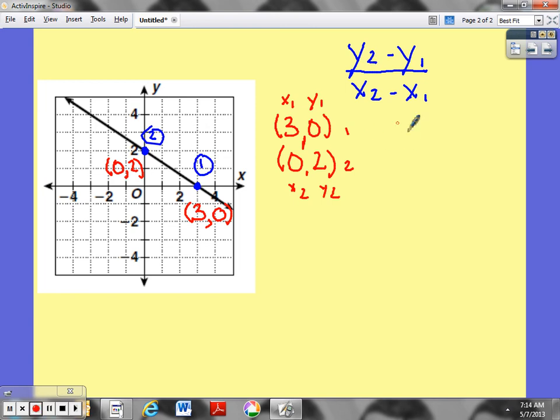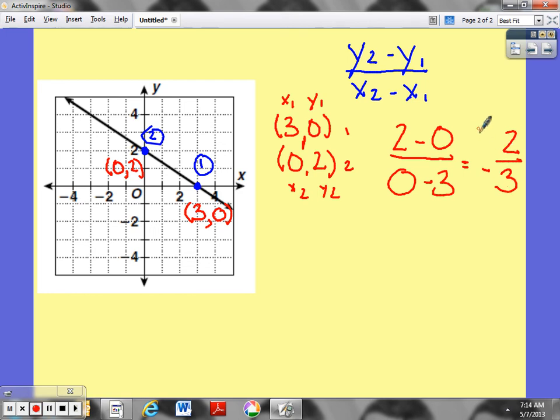So we have y sub 2, which is 2, minus y sub 1, which is 0. Okay, that's going to be an easy problem for me to compute. x sub 2 is 0, minus x sub 1, which is 3. Okay, I will now subtract. I have 2 minus 0 is 2. 0 minus 3 is a negative 3. So my slope is negative 2/3.